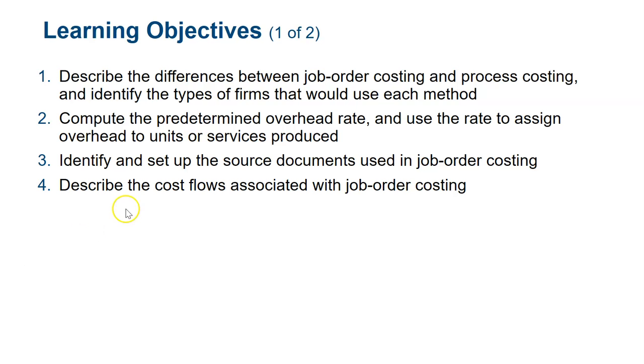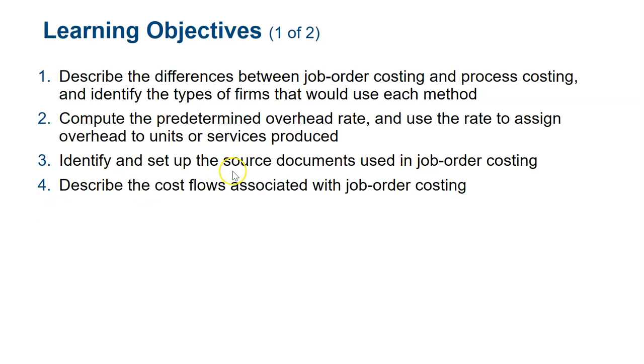Well, we're going to talk about the differences between job order costing, which is this chapter, and process costing, at least in general. That'll be next chapter for process costing. So we'll make some minor distinctions now. We're going to learn about something called the predetermined overhead rate and how we're going to use that to apply overhead to either goods manufactured or services produced. We'll be focusing mostly on items that are manufactured.